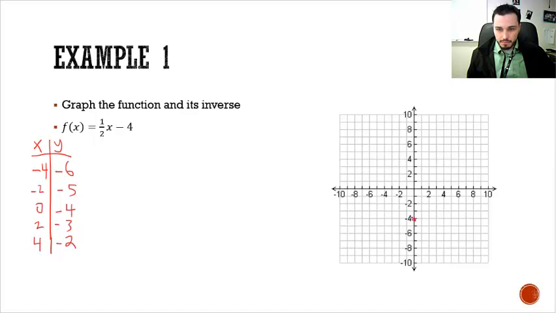I've got these here, okay, and okay. So that's my function. Okay, now to graph the inverse of this, I'm going to use a different color. I'm going to switch the table.